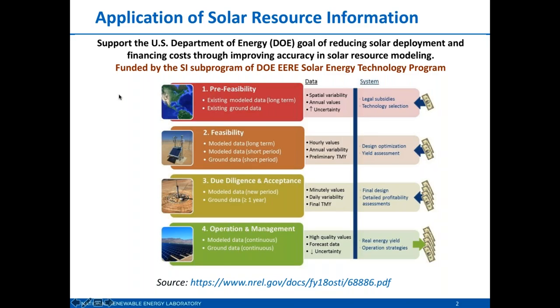Before I dive into that, I just wanted to talk for a few seconds about why we are doing what we're doing. We are essentially supporting the U.S. Department of Energy's goal of reducing the cost of solar deployment and financing. As uncertainty in solar radiation estimates is a key driver of the costs, our goal is to improve the accuracy in solar resource modeling. And this is funded by the Systems Integration Subprogram of the DOE EERE Solar Energy Technology Program.